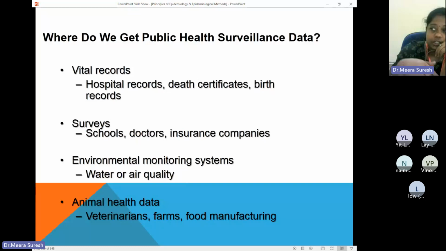Likewise, for water: if the disease you are studying is somehow water related, then the water quality should be determined. Then, if it is a zoonotic disease you are learning, like rabies, brucellosis, or tuberculosis, all of which are zoonotic diseases, you need to know the animal health, for which you have to go to veterinary doctors or their clinics, the farms, the food manufacturing, etc. And I think I will stop over here. We'll continue in the next class.